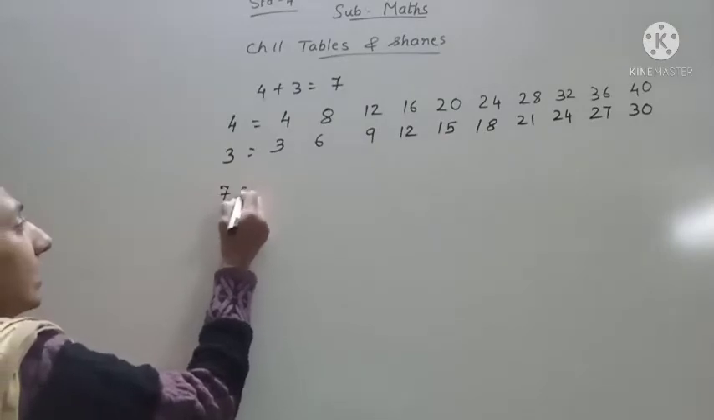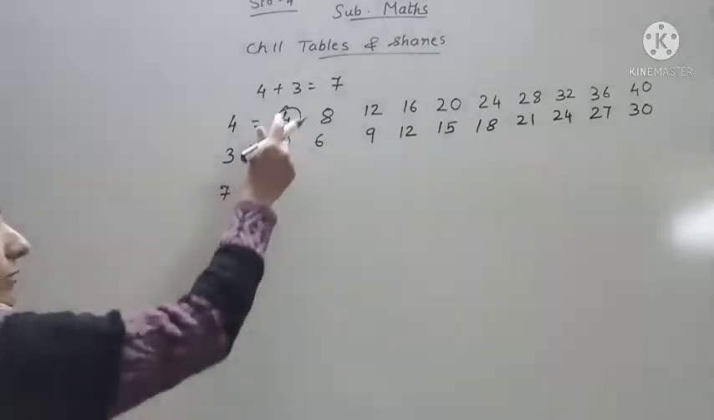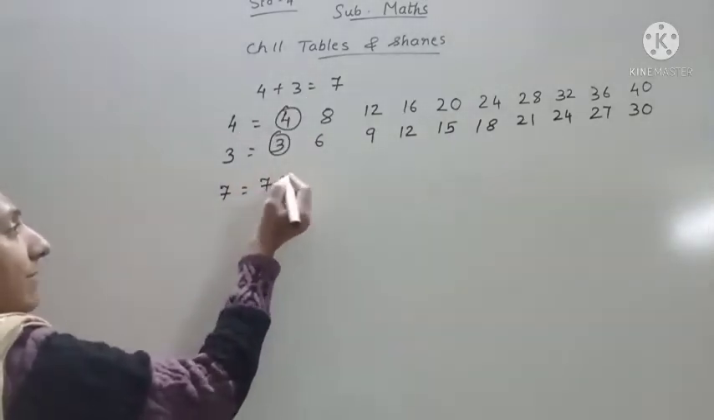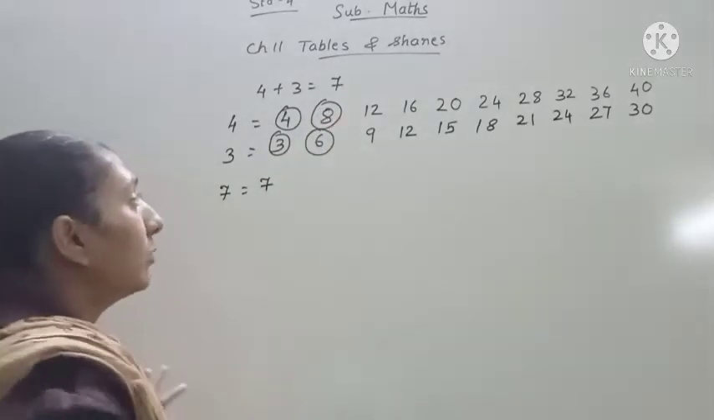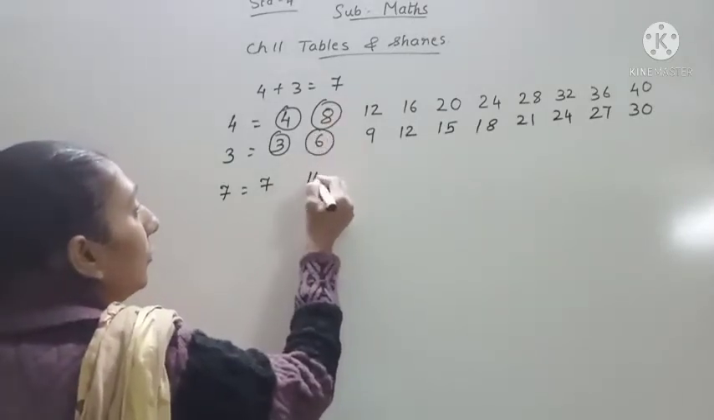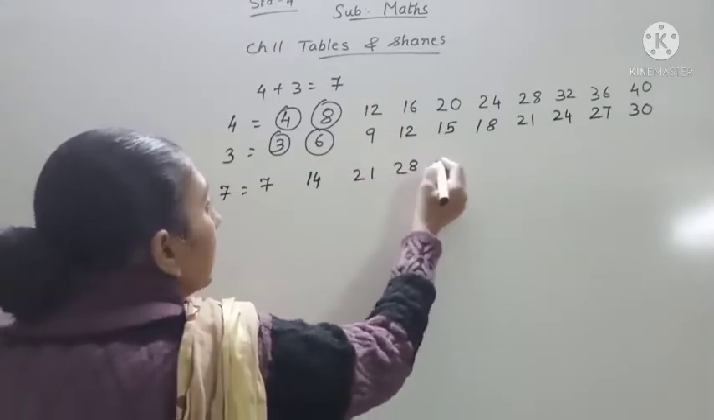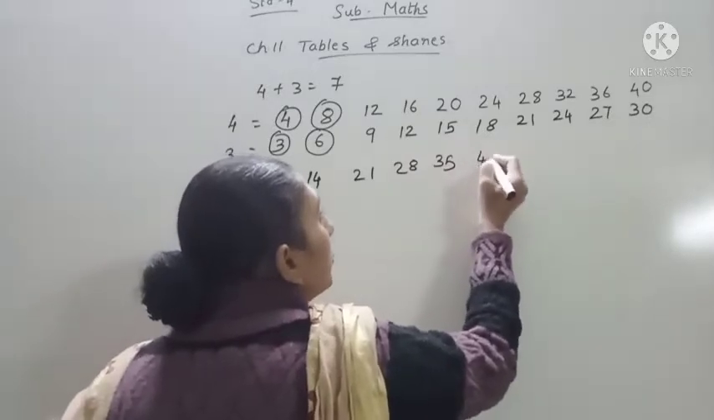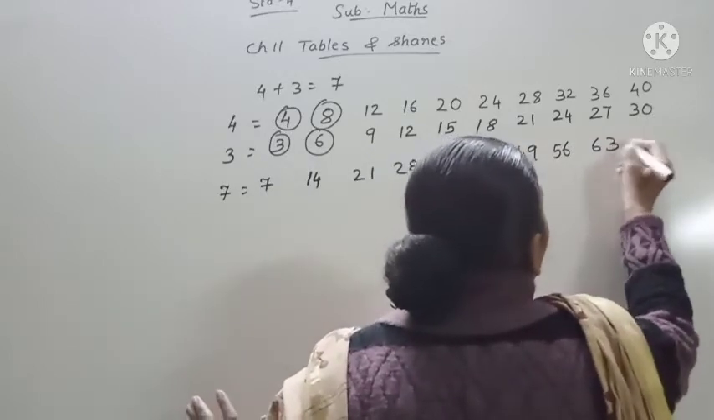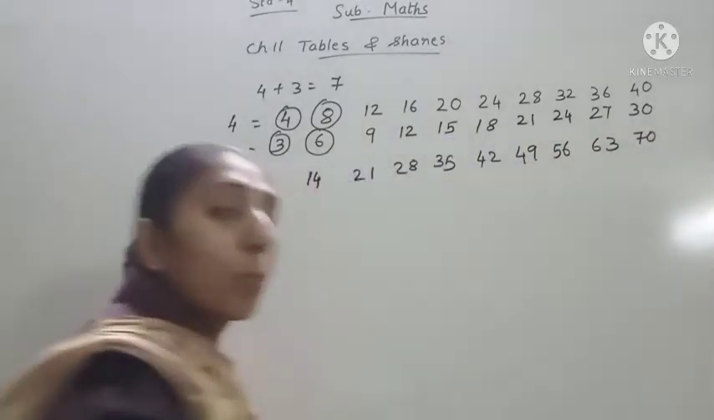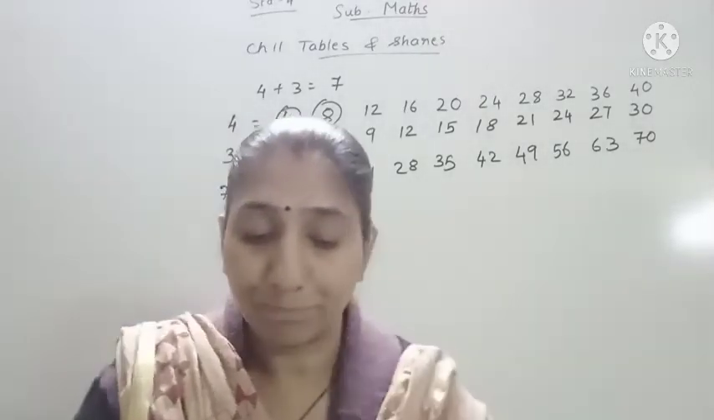Now the table of 7. 4 ones are 4, 3 ones are 3. So 7 ones is equal to 4 plus 3 is equal to 7. 4 twos are 8, 3 twos are 6. So 7 twos are 8 plus 6 is equal to 14. Likewise 12 plus 9 is equal to 21, 28, 35, 42, 49, 56, 63 and 70. So with the help of 4 and 3 also we can make the table of 7.